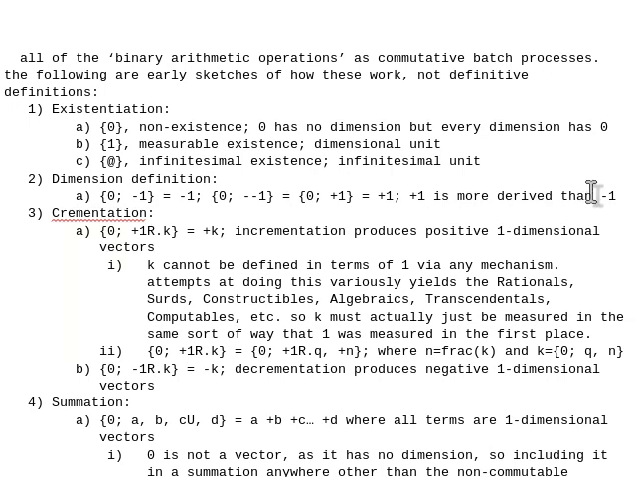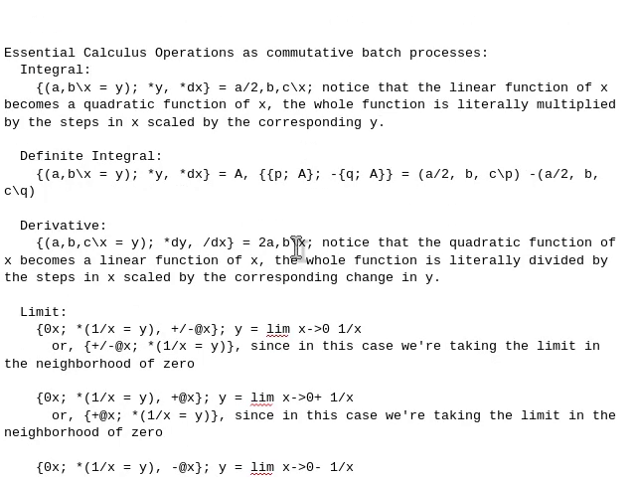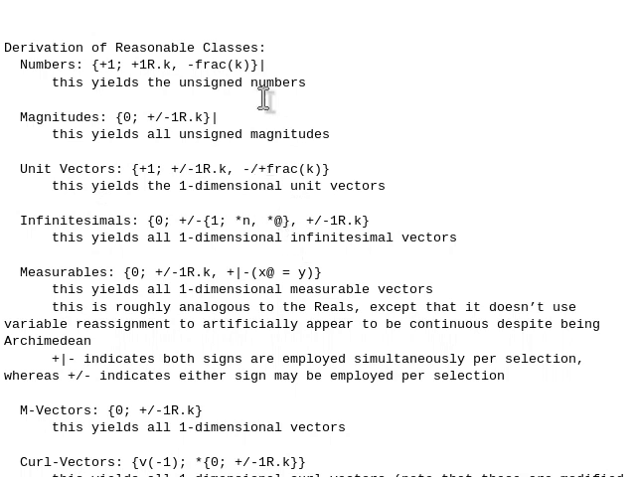Positive 1 is more derived than negative 1. Note that under the Peano axioms, natural number 1 and positive 1 are the same thing. That is not at all the case here. Here our number 1 is dimensionless. It's just a norm. Whereas positive 1 is a unit vector. Very different things.